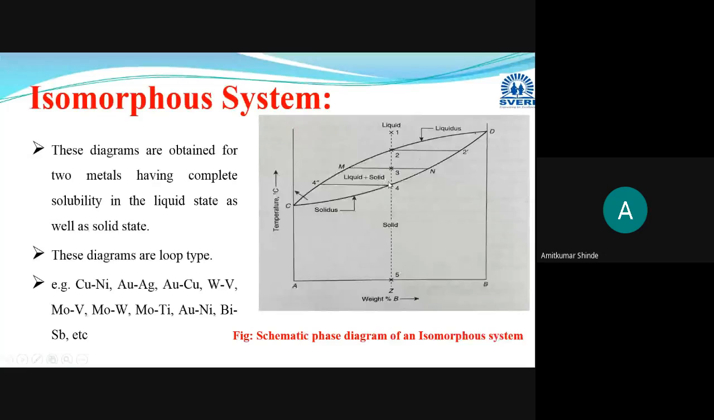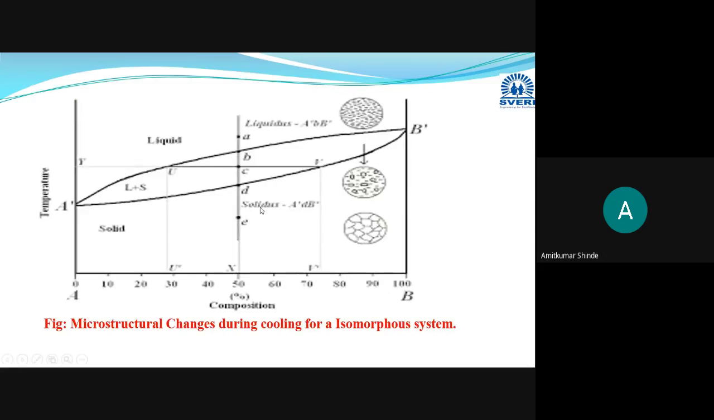And below this point 4 up to this point 5, meaning up to room temperature, this alloy will be in solid state only. These are the microstructural changes. We clearly have three regions: 1 to 2 in the liquid state, then 2 to 4 the alloy will be in liquid plus solid state, and 4 to 5 the alloy will be in the solid state only. Maybe this diagram may not be visible, but just try to understand the microstructural changes.